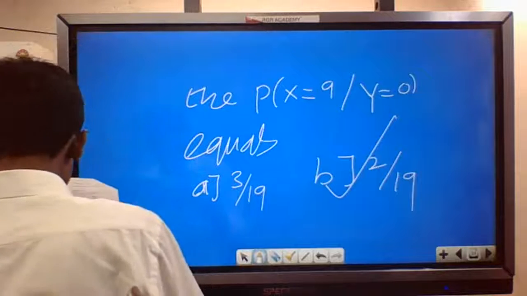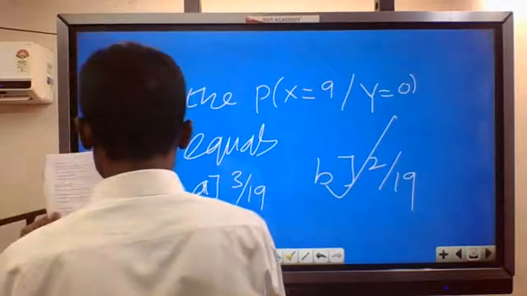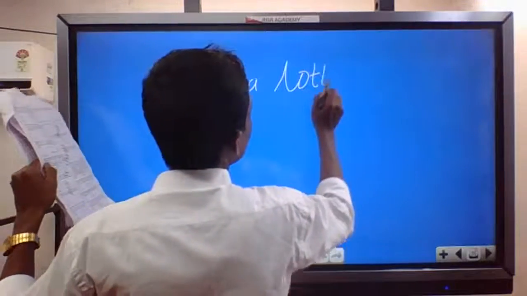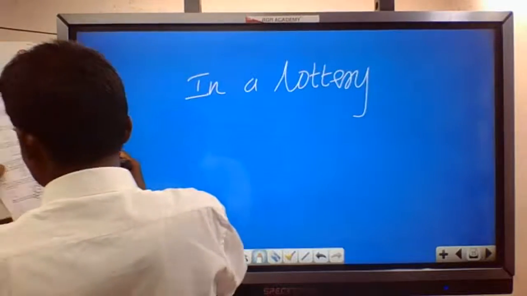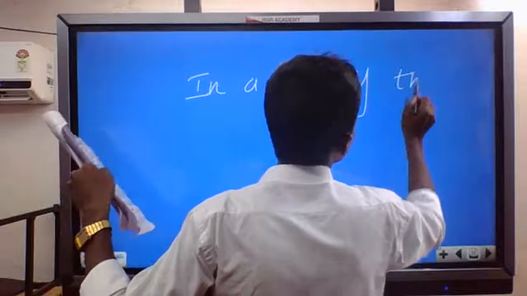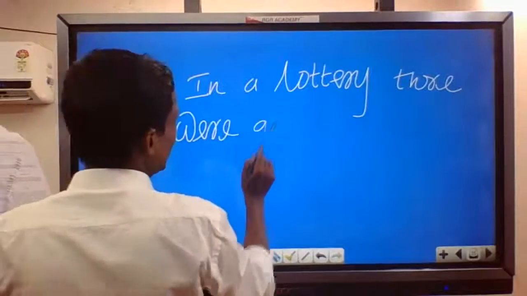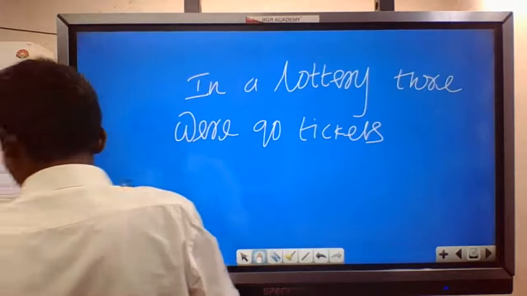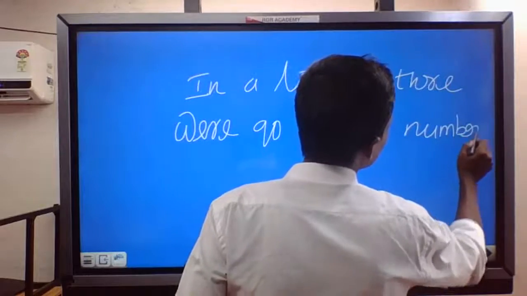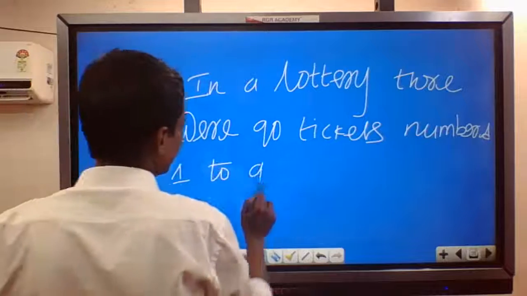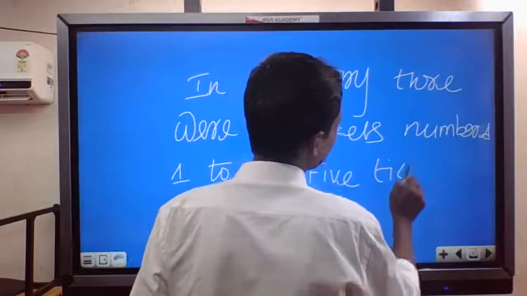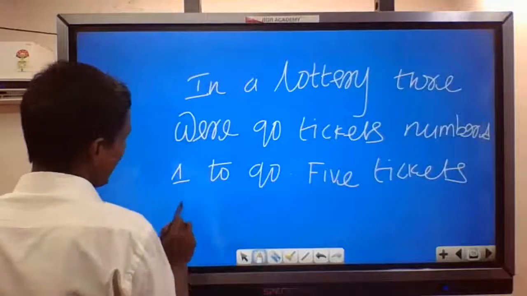The next problem. In a lottery, there were 90 tickets numbered 1 to 90. Five tickets were drawn at random.